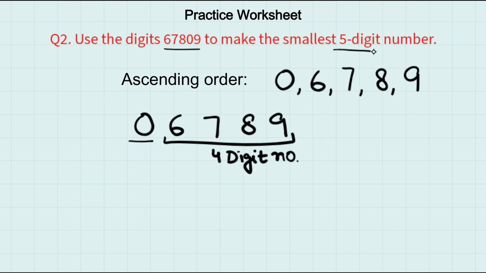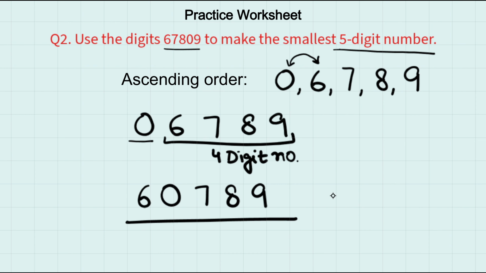But the question asks you to write the smallest 5-digit number. So what will you do? You will swap the 0 with the smallest non-zero digit, 6. So your new number will be 6, 0, 7, 8, 9. This is your answer.